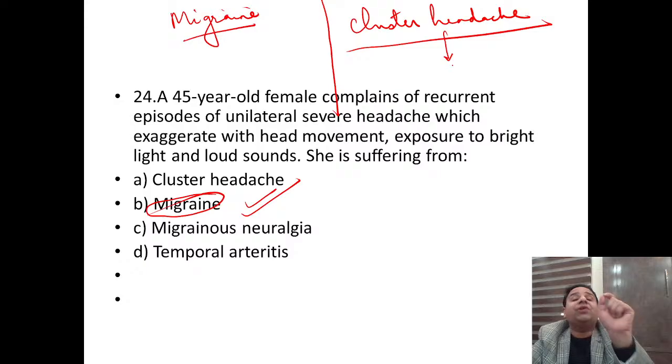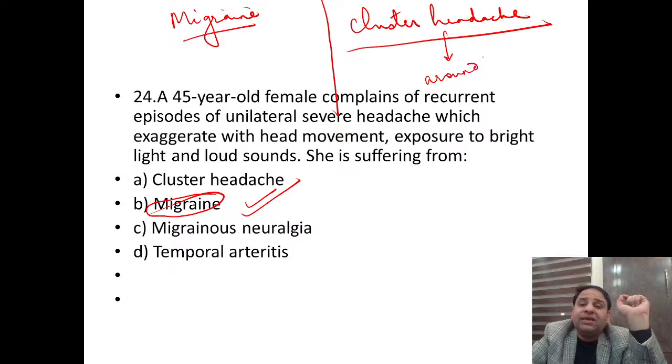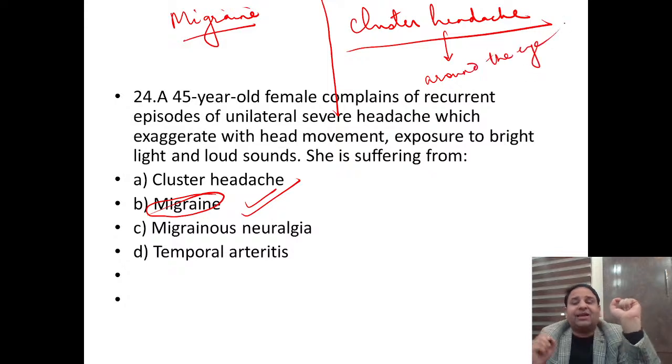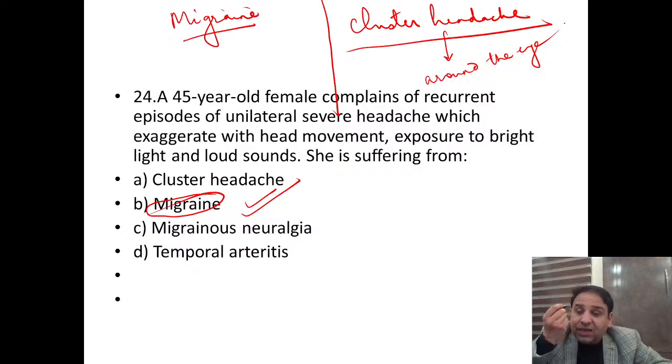On the other hand, if I talk about cluster headache, students, if they wanted the answer cluster headache from you, they would have said in this question that a 45-year-old female complains of unilateral severe pain around the eye. So even cluster headache is unilateral, undoubtedly, but the pain of migraine is unilateral on the forehead migrating to the head. But the pain of cluster headache is unilateral, but it is localized around the eye. So if the patient is saying that the pain is around the eye, it is cluster headache and not migraine.